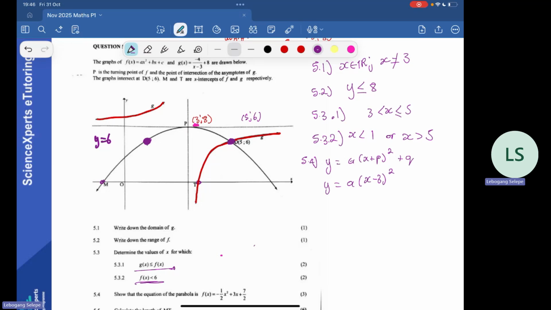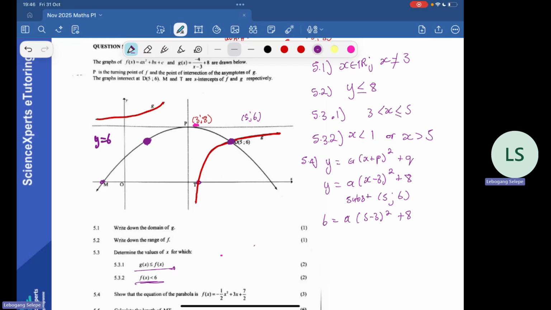Q value is my y value at the turning point, that is 8, right? So now I need to find the value of a. I can substitute the other known point, (5, 6). Where I see x, I substituted with 5. Where I see y, I substituted with 6. So 6 is going to be equal to a into 5 minus 3 squared plus 8, right?